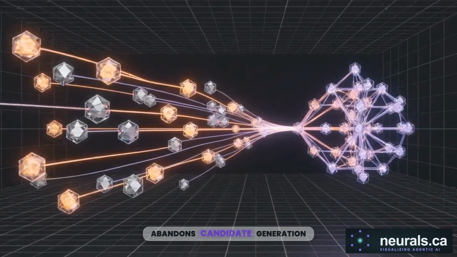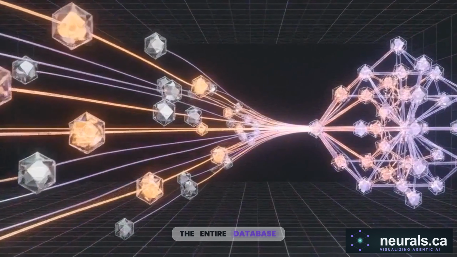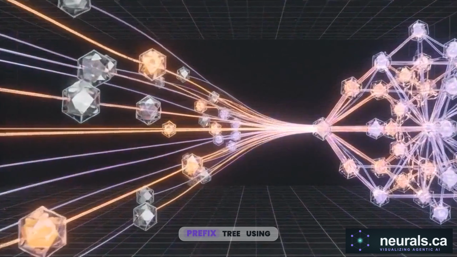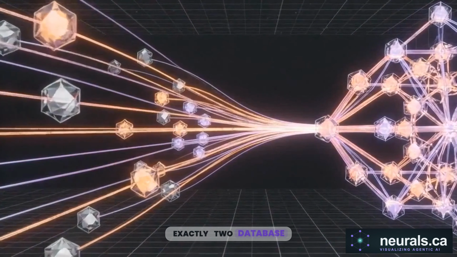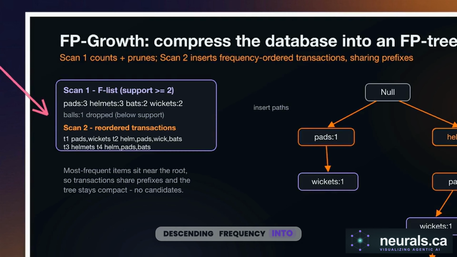FP growth abandons candidate generation. Instead, it compresses the entire database into a shared prefix tree using exactly 2 database scans. This shows how that first scan works. Using a dataset of cricket gear, the algorithm tallies the frequency of every item. Anything that falls below a minimum support threshold, like this single instance of balls seen here, is completely dropped from the list. The surviving items are sorted by descending frequency into an F list.